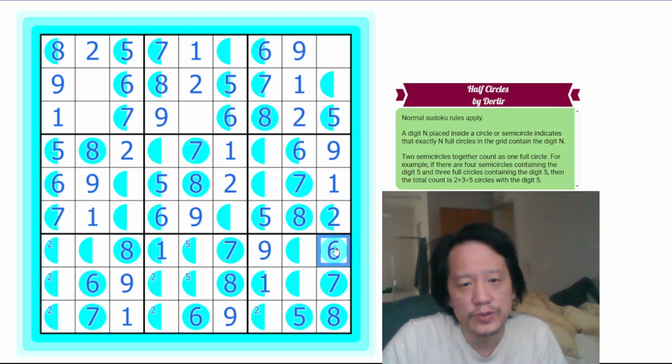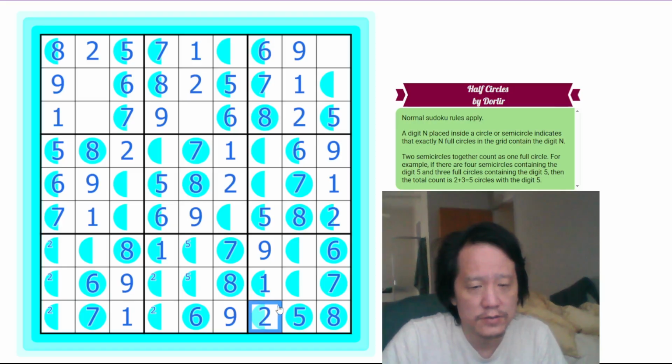Where is the 2 in this box here then? It has to be here. This 2 eliminates 2 here, so where's the 2 in this box? It has to be here. These two 2's are eliminated. That forces this to be a 2 there.